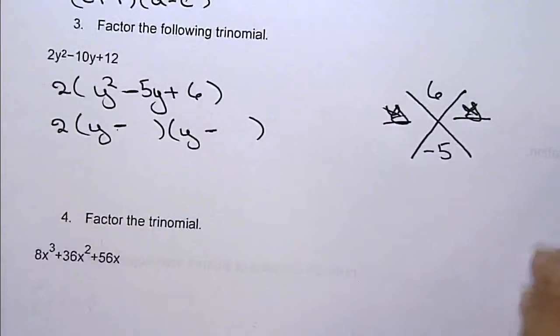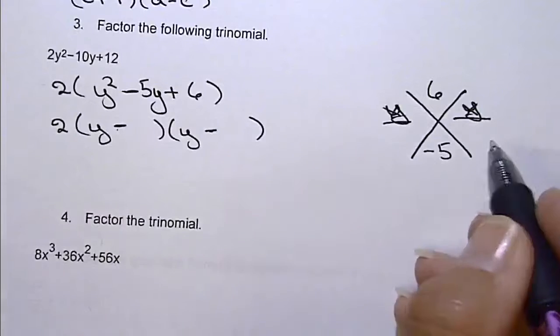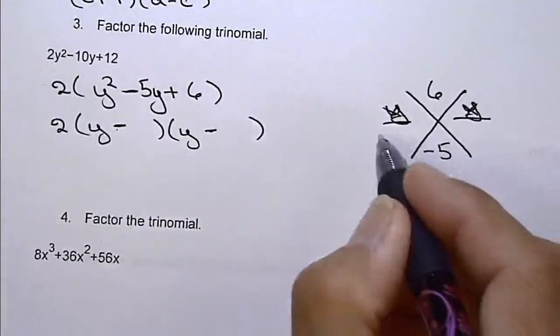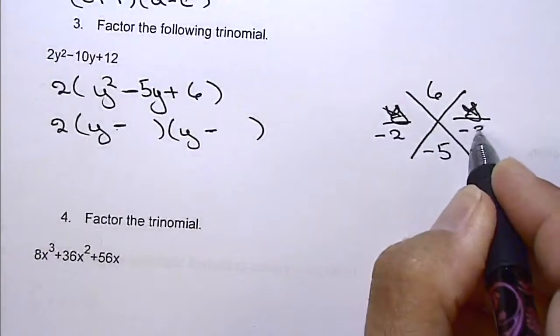Sorry, I'm saying it all wrong. They will multiply to give me a positive 6, but they won't combine to give me the negative 5, so I'm going to have to go to the next one. Negative 2 and negative 3. Multiplied together, they'll give me the positive 6. Added together, they will give me the negative 5. Sorry, I was thinking of something else this morning. Are you okay? Good. All right, so I come over here and I go negative 2, negative 3.